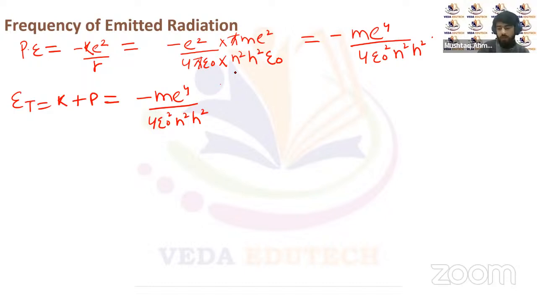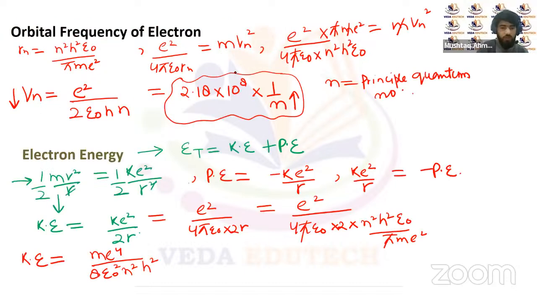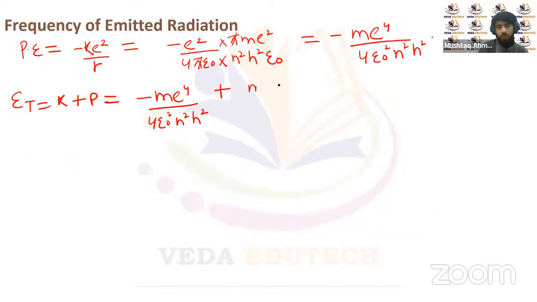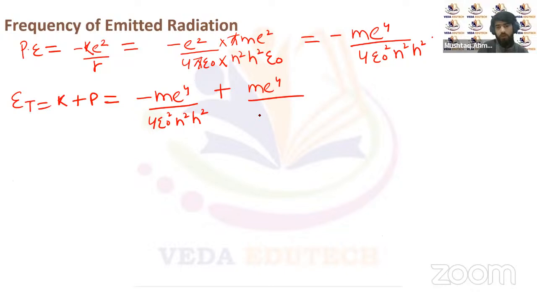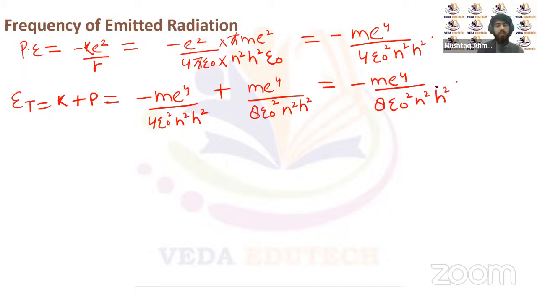And the value of the kinetic energy we got, that's me^4 upon 8 epsilon naught square N square h square. So the total energy will be the negative energy for this electron, that's minus me^4 upon 8 epsilon naught square n square h square. So this is the total energy of this electron in its nth orbit.